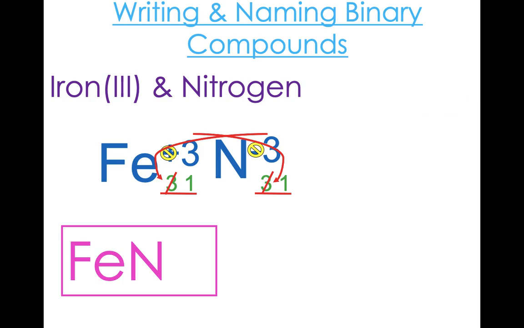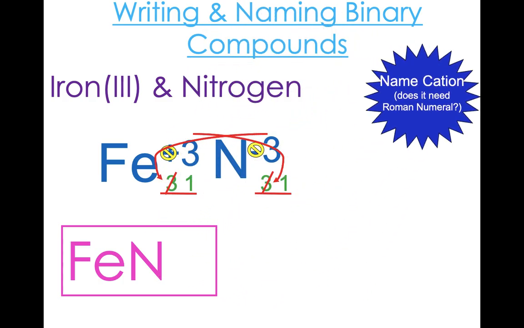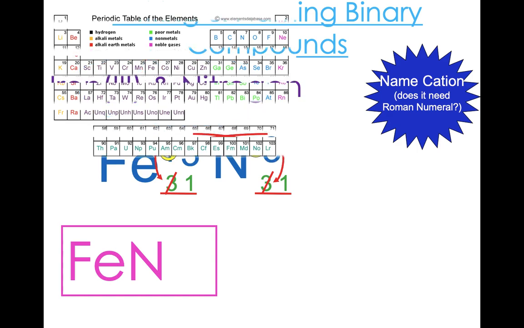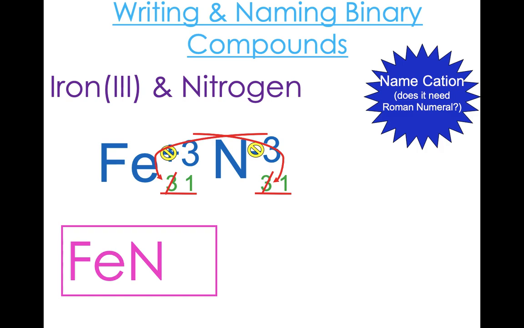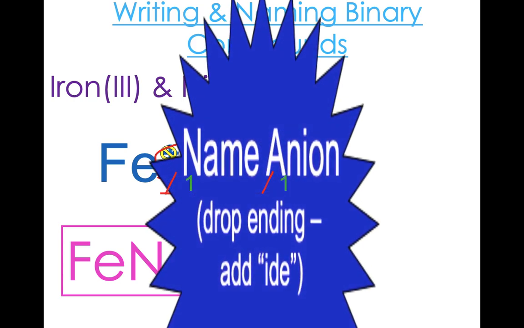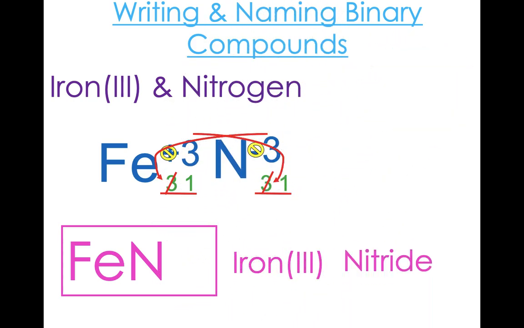Now, when we go to name that, we need to take into account what the charge was originally on the cation. Iron is located in that section. It is not one of our 3, or gallium or indium, so it does need a Roman numeral. We already know what charge it had, which is the 3, so it's iron 3. And then for the anion, we're going to drop the ending and add the "ide", so it's nitride.